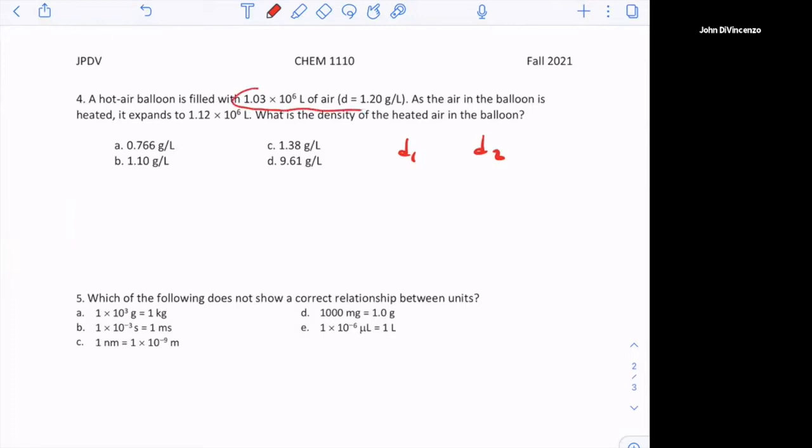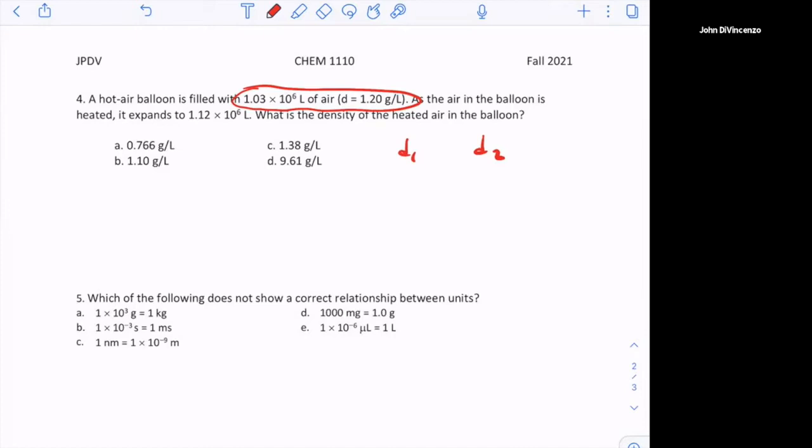Theoretically, we've got this volume and density. We can simply calculate the new density if we get the mass of the material that's in the balloon, because the mass of the air molecules is not changing. All we're doing is expanding the volume, so the mass is the same. If we calculate the mass, we can then divide it by the new volume and have the new density. The mass is what's constant. The volume and the density are what is changing, and the density will change proportionally to the volume.